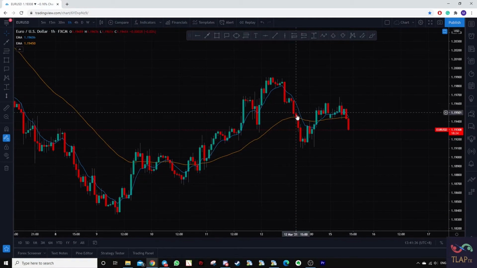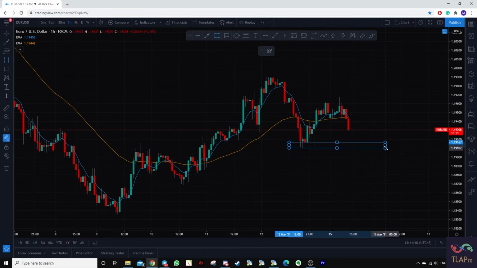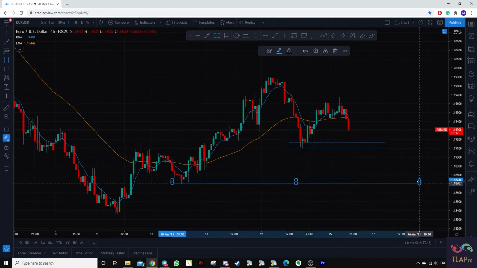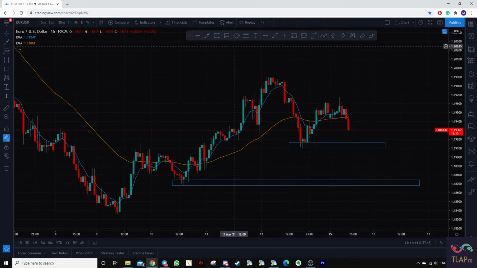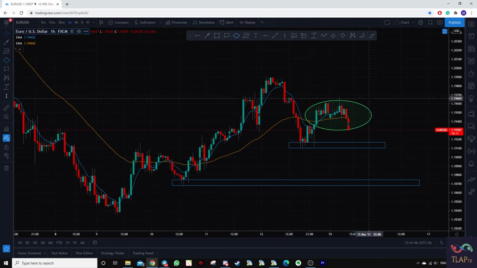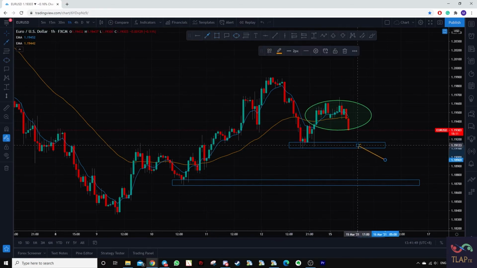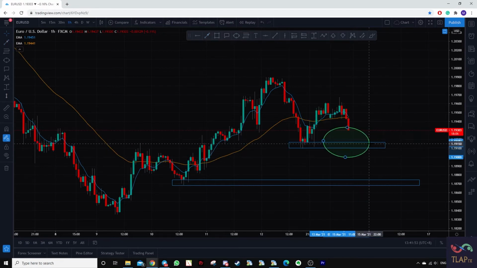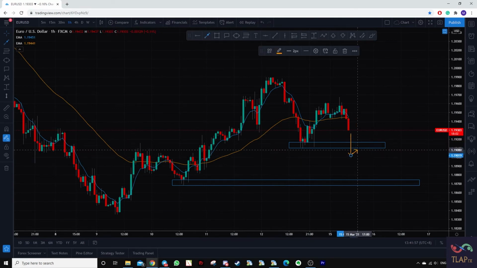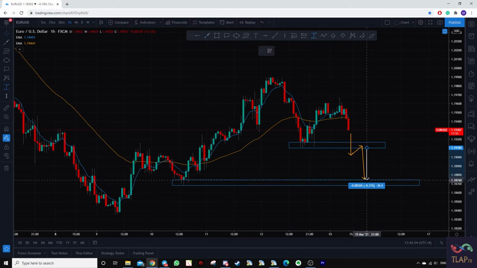The next pair that we will be talking about would be the euro dollar. We will mark out the support zone over here as well as this support zone. So with current price action, we are likely to see a retest onto previous structure, and we want to see if this zone actually holds. So if it doesn't, we will see a breakdown and capture a retest short towards this support area over here, and we can capture at least a 36 pip move.